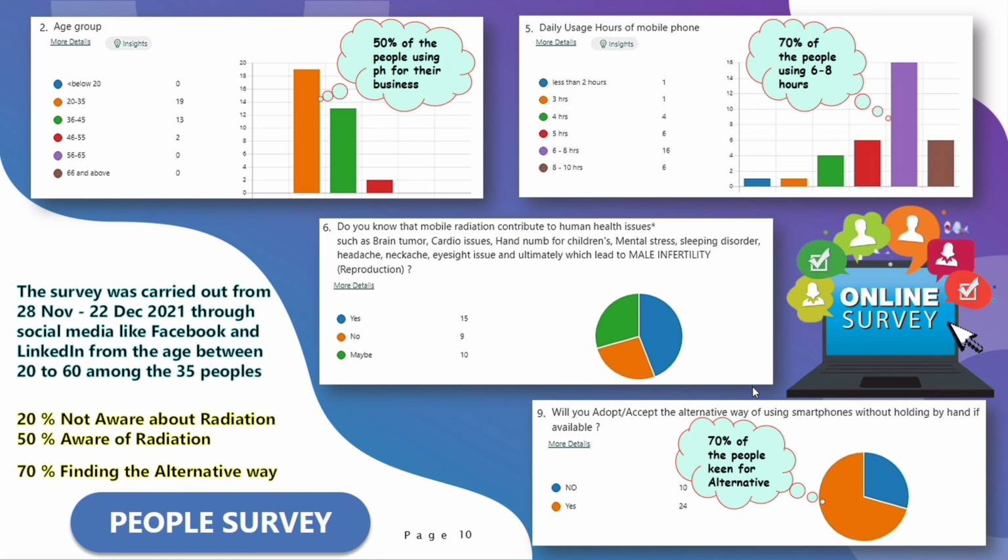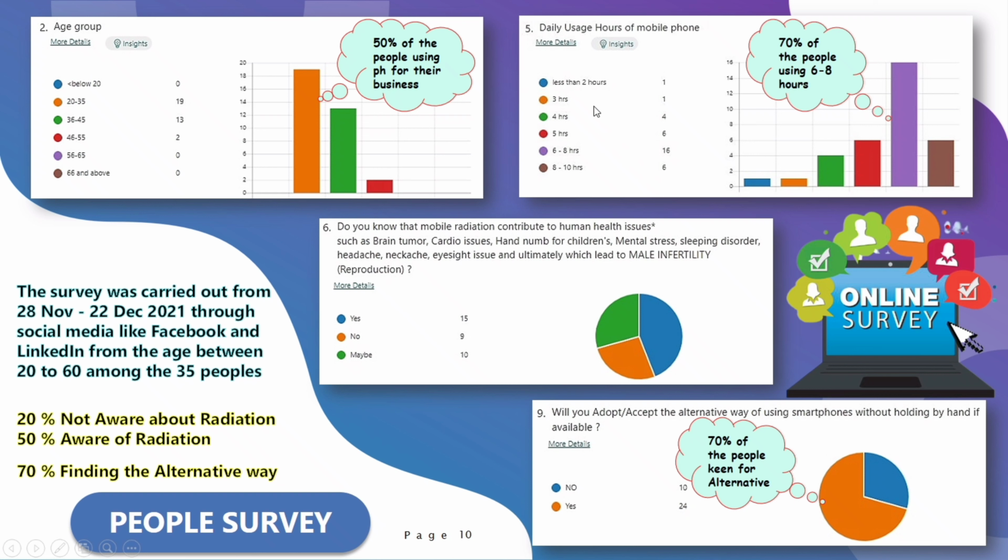And the people survey. The survey was carried out from November 28th to December through social media like Facebook and LinkedIn, among ages between 20 to 60. 35 people participated, and the survey shows that among 20 to 45 age people, device usage is quite high. For ages 20 to 35, 50 percent of the people are using, and for 36 to 45, between ages 30 to 45 it is 50 percent, and 30 percent of the people were using.